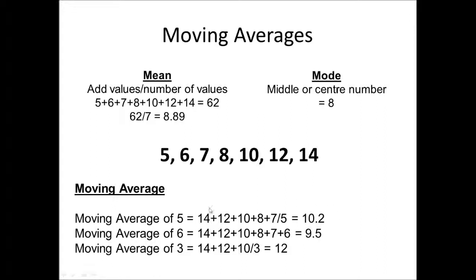Moving average of 6, we would take the last 6 values, 1, 2, 3, 4, 5, 6, add them together and divide by 6. If we had a moving average of 3, 14, 12, 10, divide by 3 gives us 12. So how are moving averages used in financial trading and technical analysis?